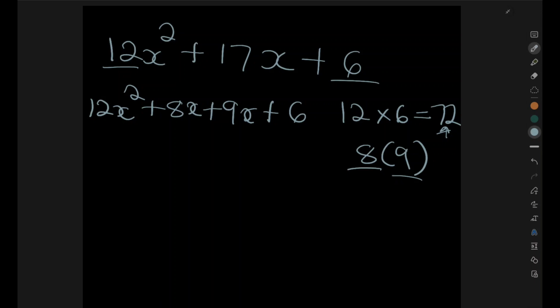Anyways, now I have 4 terms. Not every single time, but in many cases, when I have 4 terms, I'm able to factorize using grouping. In this case, I'm going to look at the first 2 terms: 12x squared plus 8x. What's the common factor there? I know that the common factor will be 4x.